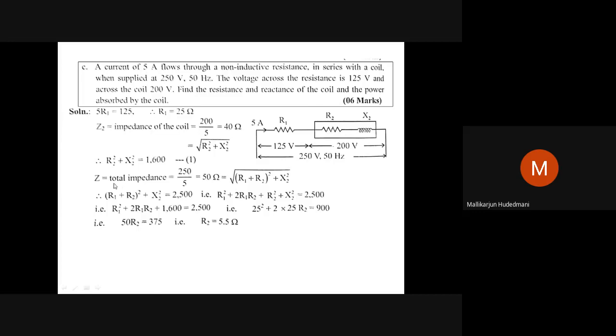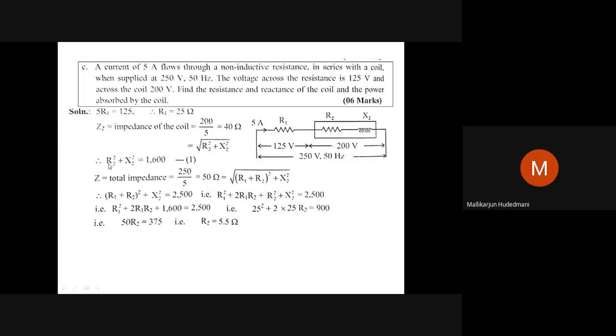Now what am I doing here? Impedance of the entire circuit is nothing but applied voltage total. This is 250. Current flowing inside this circuit 5. This ratio gives me 50 ohm, which is mathematically written as square root of R1 plus R2 whole square plus X2 square. Or else 50 square equal to R1 plus R2 whole square plus X2 square.